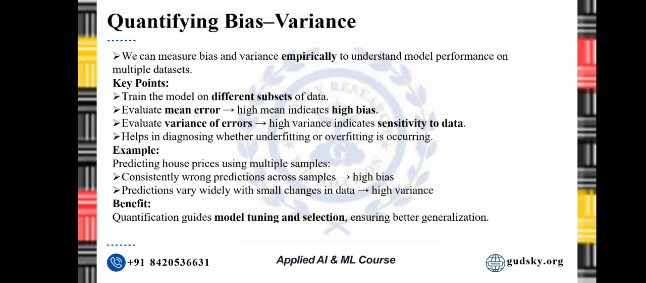So for example, imagine predicting house prices with small random subsets of data. Your model always predicts around the same wrong value. It has high bias. If your model gives very different predictions each time, it has high variance. This analysis helps diagnose whether you need to add more features or complexity to fix bias, or simplify or regularize the model to fix variance. So bias variance quantification is like a doctor's diagnosis. It tells you exactly what is wrong with your model's learning behavior.